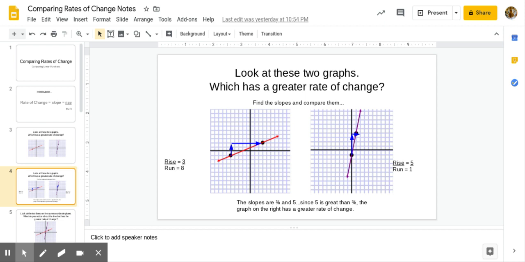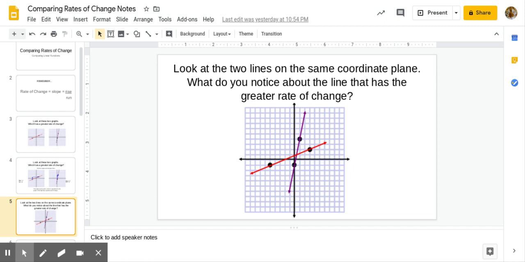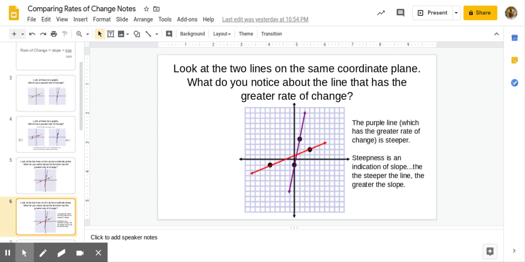Now let's take a look at those same two graphs on the exact same coordinate plane. What do you notice about the purple line that had the greater rate of change? Hopefully, as you look at those two lines and begin to compare them, you would see that the purple line, which has the greater rate of change, is steeper. Steepness is an indication of slope. The steeper a line is, the greater its slope, and therefore the greater its rate of change. So if you are comparing two linear graphs on a coordinate plane, you need to look for the graph that is steeper than the other.